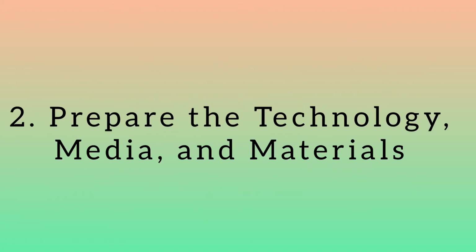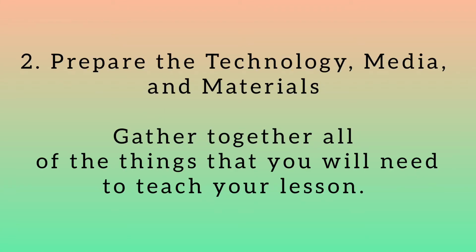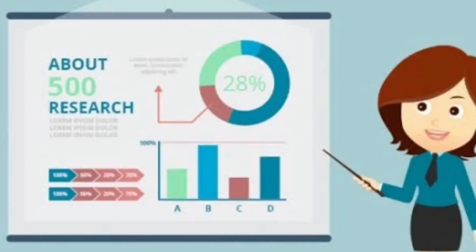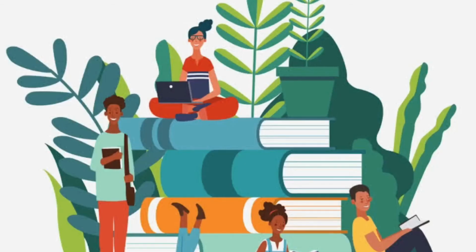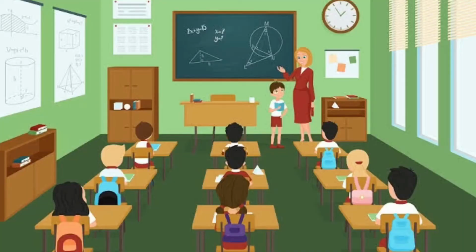Next is to prepare the technology, media, and materials. You need to gather together all of the things that you will need to teach your lesson. They must be working properly. For example, if you're making a PowerPoint presentation, then you need to create the text and graphics for each screen. Then prepare the environment. There is some minimal preparation required to set up the learning environment. Simple things like making sure that you have enough chairs, and also if you have control over the situation, you should make sure that there are no sources of noise that will disturb the students.